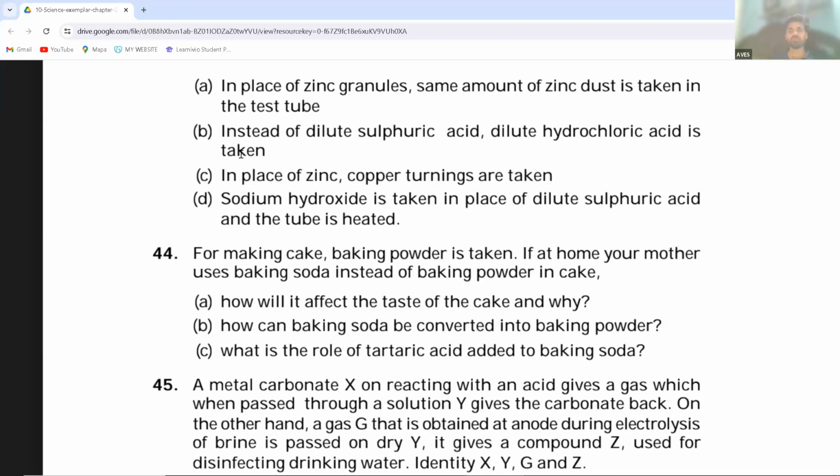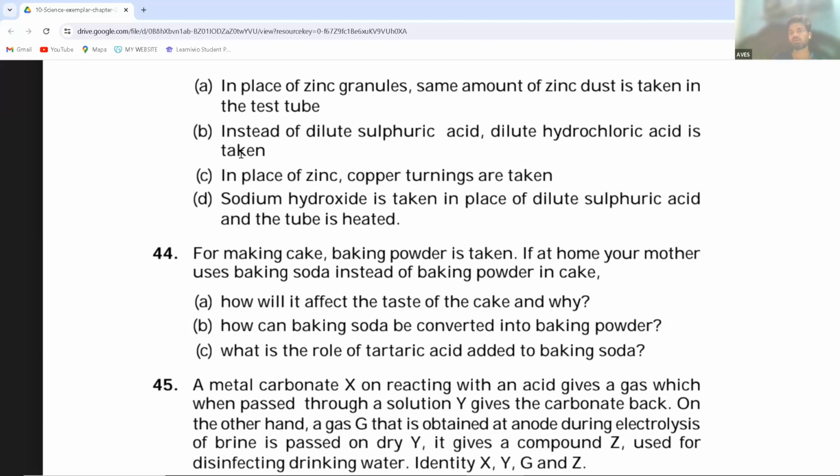Yes, Aisha, tell me, how can baking soda be converted into baking powder? By adding a weak acid such as tartaric acid. Okay. What is the role of tartaric acid added to baking soda? When tartaric acid is added to baking soda, it will convert the baking soda to baking powder, as it is an edible acid.